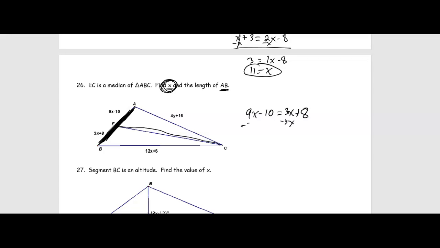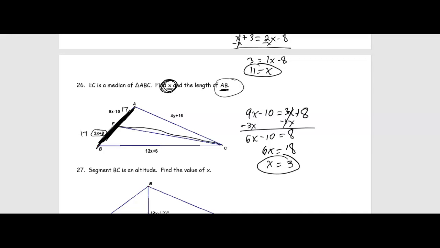So we subtract our 3x. So we get 6x minus 10 equals 8. 6x is 18. Divide. Our x is 3. And then now let's figure one of these out. So let's say I plug in a 3 right here. 3 times 3 is 9, plus 8 should be 17. That means this is also 17. You can plug it in there as well. You get 27 minus 10 is 17. AB is this whole length. So AB would have to be 34.